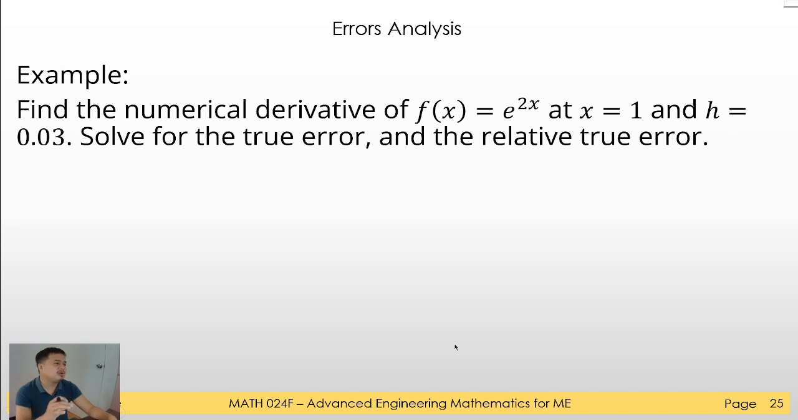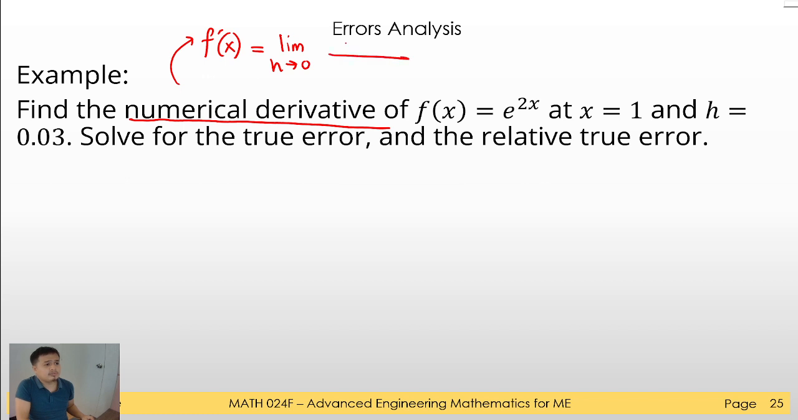Alright, so what is a numerical derivative? The numerical derivative, guys, is when instead of finding the derivative using the definition of a derivative, which is the limit as h approaches 0 of f of x plus h minus f of x over h, we approximate this by removing the limit and just having a value of h. So remember this one, guys.